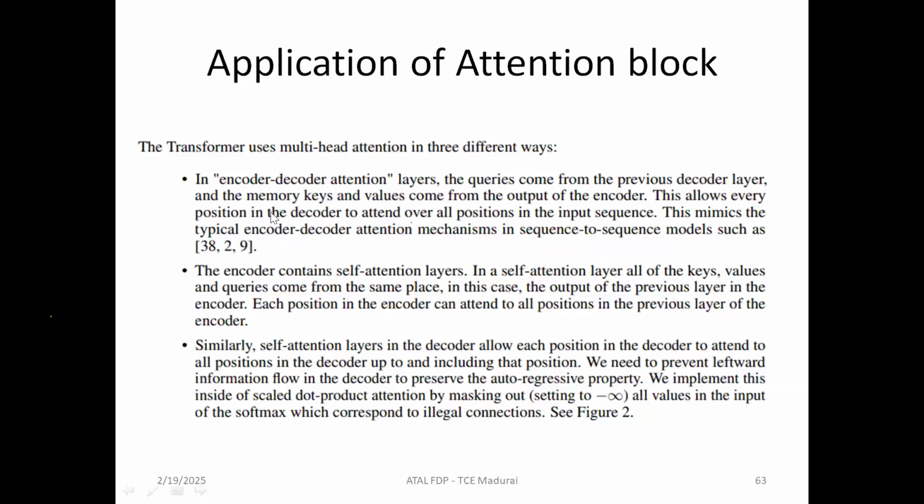Again, you can see what happens in encoder-decoder attention, and the role of applications with encoder alone and decoder alone. In encoder-decoder attention, like the T5 model, you can see both encoder and decoder. The queries come from the previous decoder layer, and the memory keys and values come from the output of the encoder. So this is very important. In the T5 model, there is an encoder-decoder mechanism.